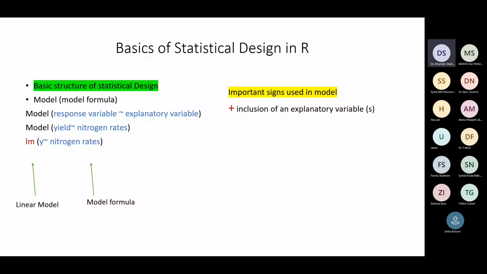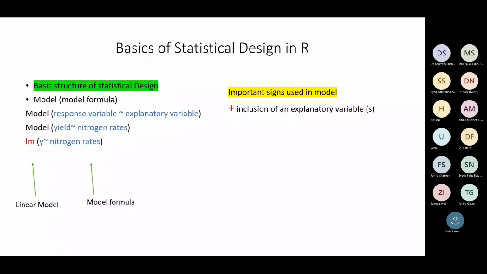Okay. So you can write yield and nitrogen rates, and then you can use a plus sign with the variety. So you can add some explanatory variables, 2, 3, 4, whatever factors your data have. You can add them with the plus sign as your explanatory variables, 1, 2, and 3. As I add nitrogen rates, then plus varieties, plus treatments. So you can add these things within the model formula.